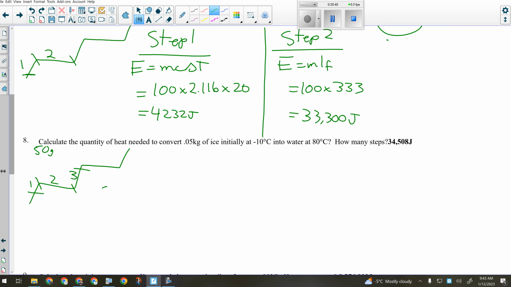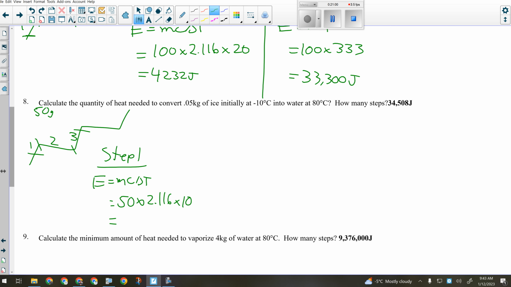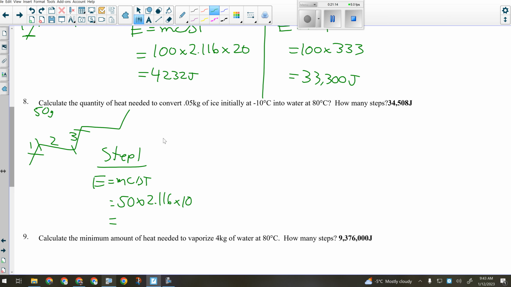All right, so step 1, we're heating up the ice. That's going to be E equals m times c times delta T. So that'll be our 50 grams times 2.116, the specific heat capacity of ice, times 10 degrees Celsius. That's the amount we're changing the temperature by. Oh, not times 1, times 10. So that should be 1,058.